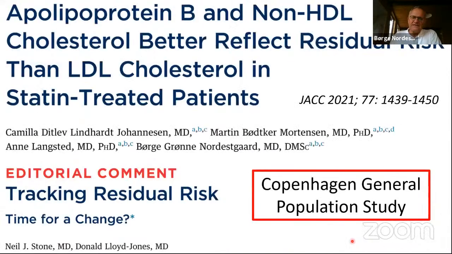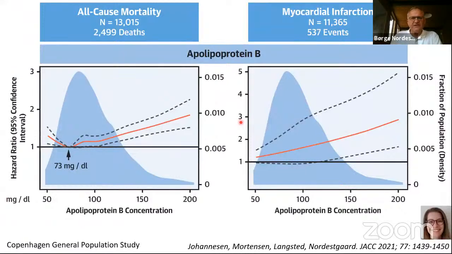And here's a last paper I'll show you, recently published just a few months ago in JACC, where we tried to test whether ApoB and non-HDL cholesterol are better reflections of residual risk than LDL cholesterol in statin-treated patients. So what we really did was that we took 13,000 individuals, and of those 2,500 died, and then we looked at all-cause mortality, and then we saw what is the association with ApoB. They were all statin-treated, and you can see that the risk of dying went up as ApoB concentration went up.